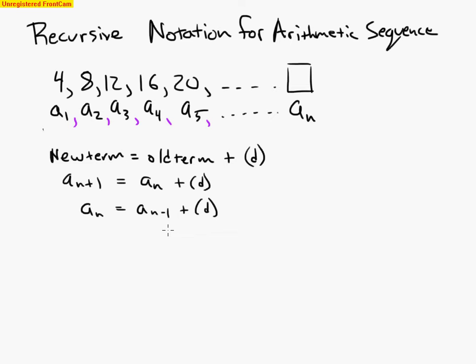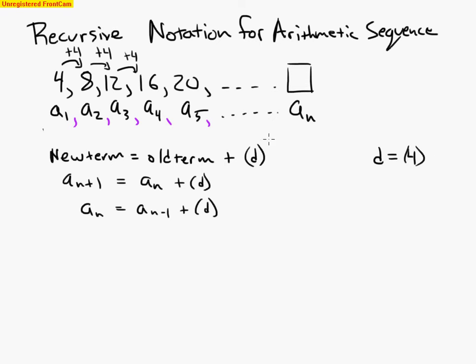So let's go ahead and put this into practice for our little sequence right here. 4, 8, 12, 16, 20. What is my change every single time? Plus 4, plus 4, plus 4. So basically I'm adding 4 every single time. So I know that my d equals 4.